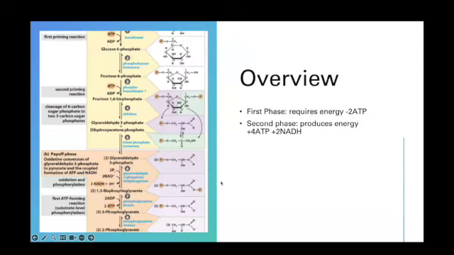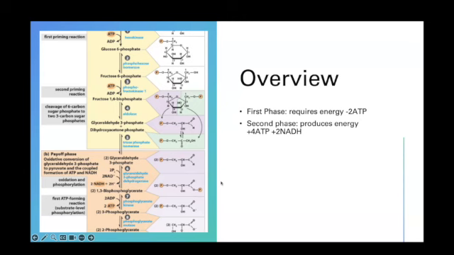All right, quick overview of glycolysis. It is broken down into 2 phases. I'm realizing that this is not the most ideal picture. I apologize for that.